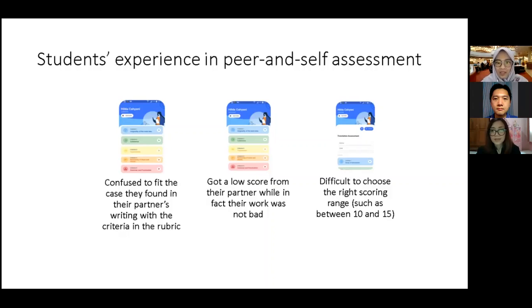And then the next experience is that they somehow complained that they got a low score from their partner. They think that their work is not bad. They told us, I think my work is not that bad, but why did I get a bad score from my partner? Some of our students complained about that. The next experience is they find it difficult to choose the right scoring range, such as between 10 or 15, because they don't know whether their friend deserves to receive 10 or 15.